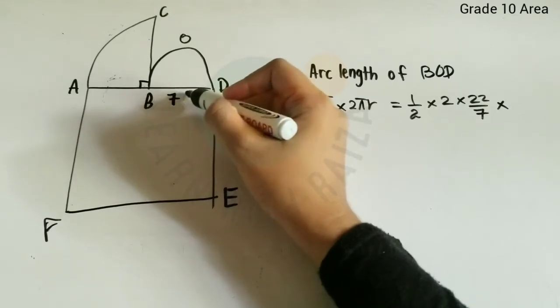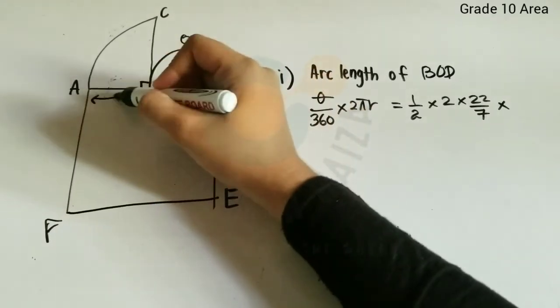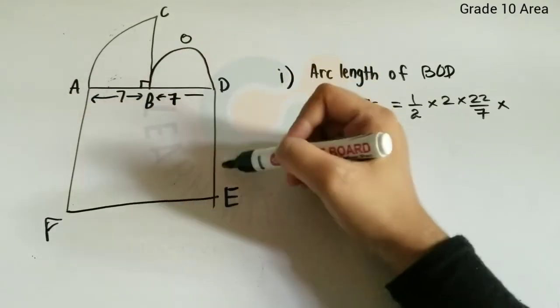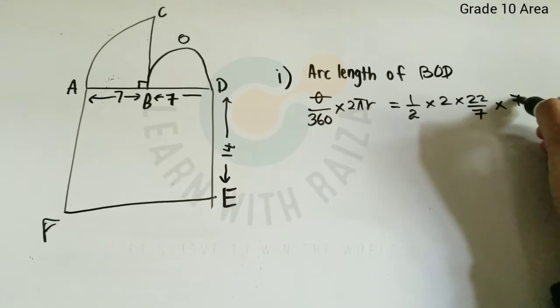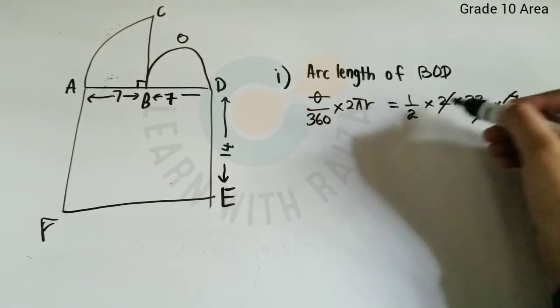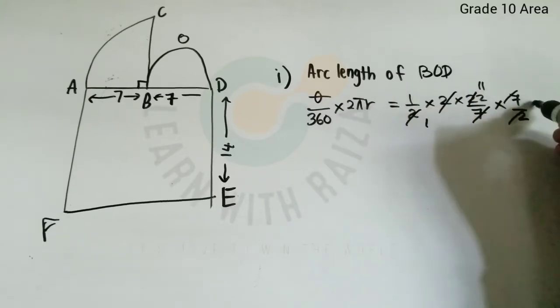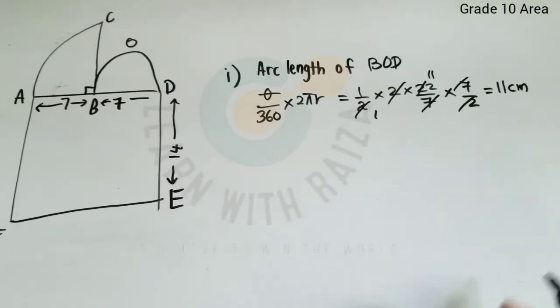So we'll take 7 centimeter here, right? And we'll take this is also 7. That means this side is 14, right? So you can take 7 upon 2 radius. 7 7 cancel, 2 2 cancel, 2 times 1, 2 times 11. So arc length is 11 centimeter. Arc length is 11 centimeter.